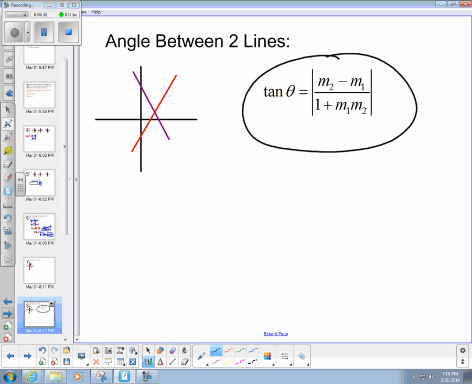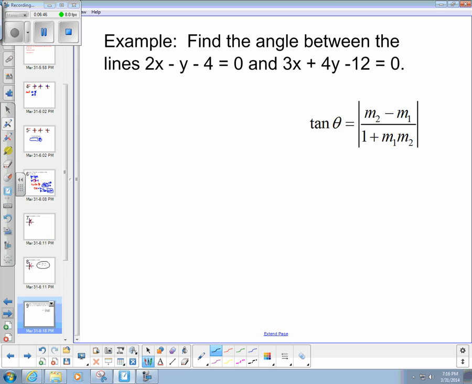The absolute values are there to ensure that we get a positive number because we said our angle had to be acute. It had to be less than 90. So we need a positive value for tangent to make sure that that happens. Okay, so let's look at an example. Find the angle between these two lines. You might need to pause the video. If you would try this, try using the formula, see how far you get, and then start the video again.